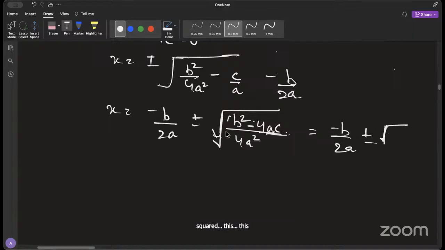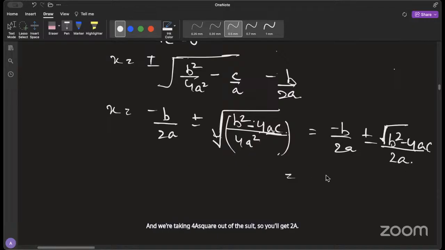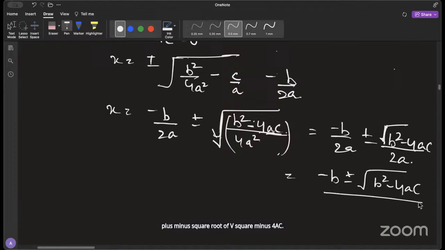Then next, this is the same as minus b by 2a plus minus square root, and the square root is with all of it, right? Now we have b square minus 4ac, and we're taking 4a square out of this root, so you'll get 2a. So this is the same as minus b plus minus square root of b square minus 4ac, by 2a.